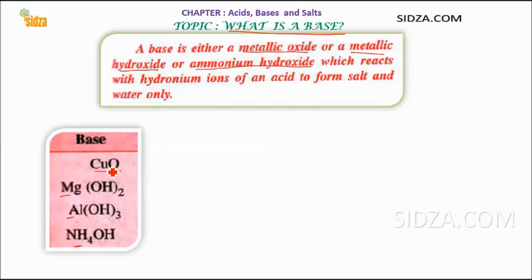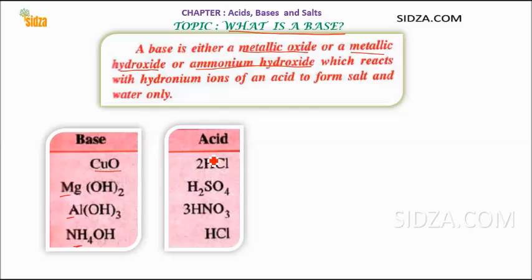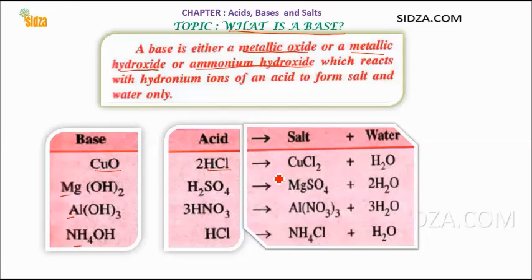When we react these bases with the acids, suppose HCl, you get H positive from the HCl, H positive from this one, right? So these are the acids. When you react a base with these acids, you get a salt and water. So a base is basically a metallic oxide, metallic hydroxide, or ammonium hydroxide, because these compounds react with the hydrogen ions, the H plus from the acids, and produce the salt and the water.